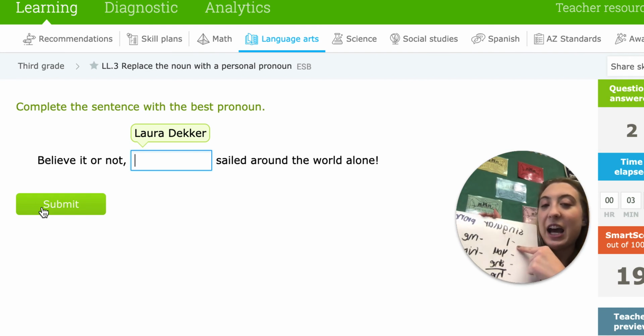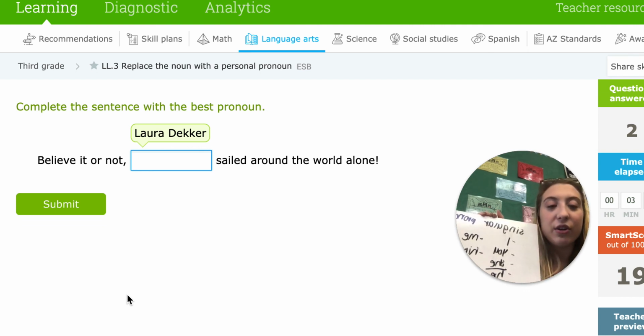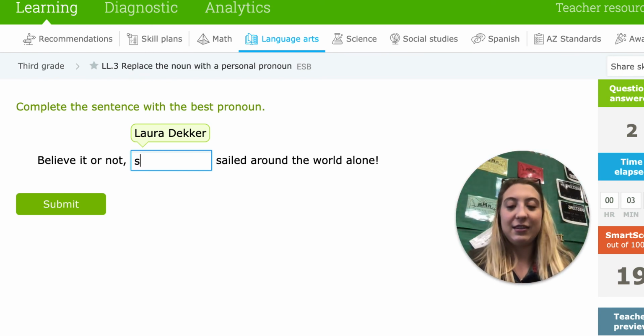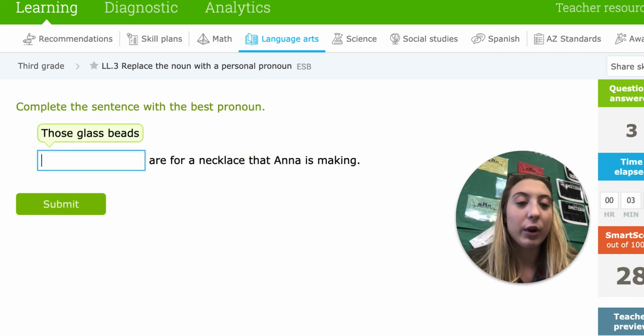So now I can continue reading it through. Believe it or not, I sailed around the world alone. Well, we're not talking about me. We're talking about Laura. So that wouldn't make sense. Believe it or not, you sailed around the world alone. But we're not talking about you specifically. Remember, we're talking about Laura. So that wouldn't make sense either. Believe it or not, she sailed around the world alone. And I think that's going to be our best bet because Laura is a girl. So let's type that in and see if that makes sense. And that did.